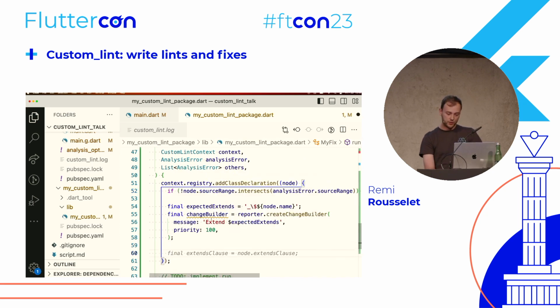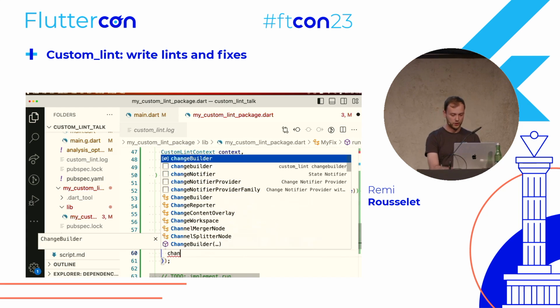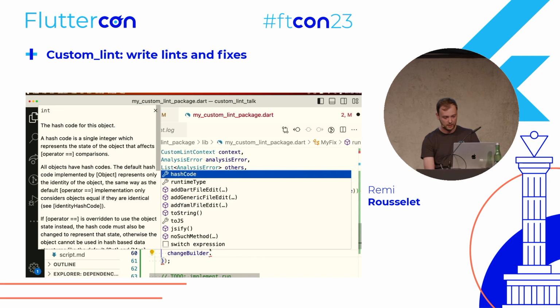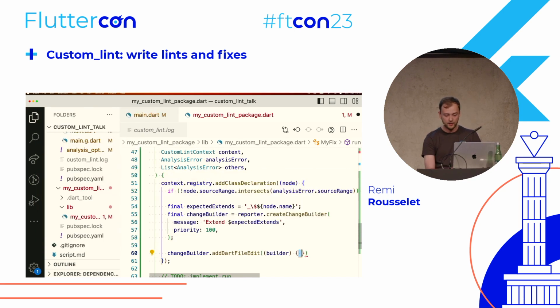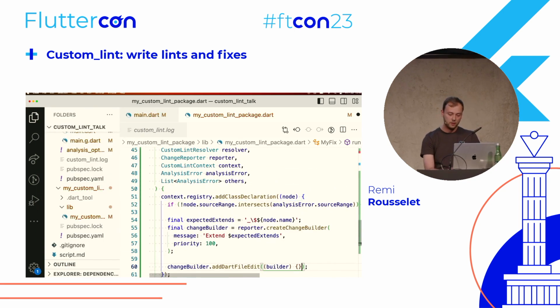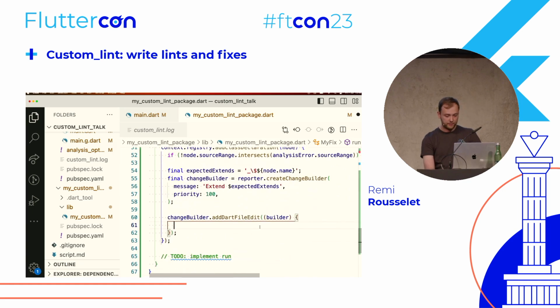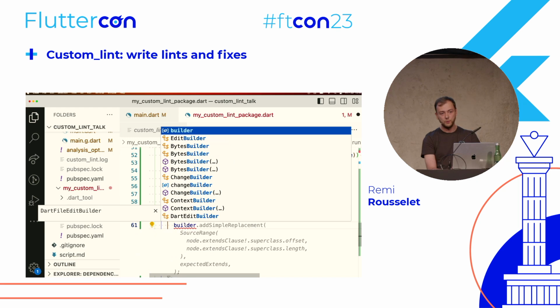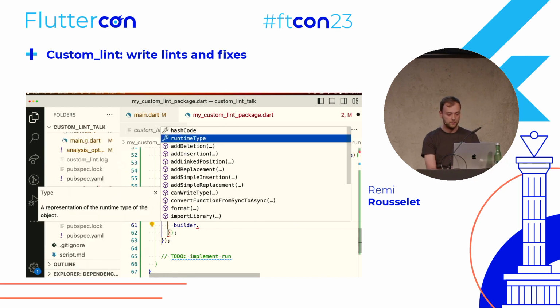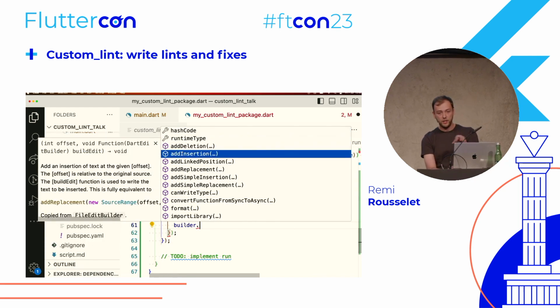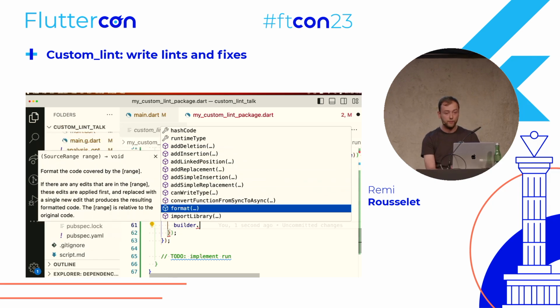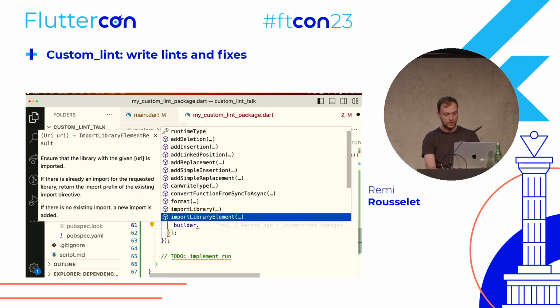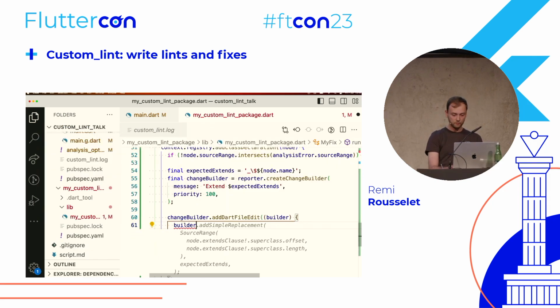To emit changes, we can use the return value of this createChangeBuilder function. So with the change builder, we can then do something like addDartFileEdit, because we want to edit a Dart file. This Dart file edit gives us a builder object. This builder object has a bunch of methods to interact with Dart files. So you can do something like insert some code inside the file. Maybe you can format parts of the file. Maybe you can add imports. You can do a bunch of stuff.